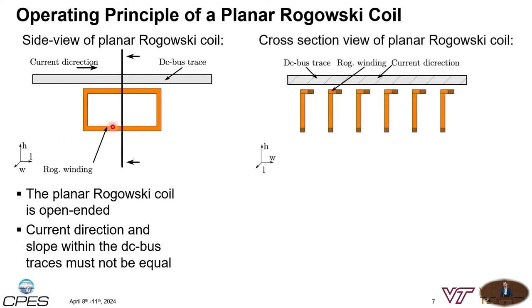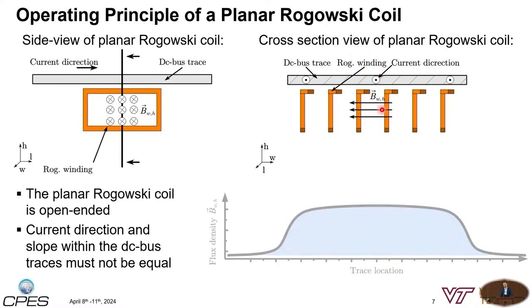If we then take a cross-section of that view, we see again the DC plus trace, as well as the Rogowski coil windings. As there's current flowing through the DC bus trace, we induce a magnetic field around that current carrying trace. And we're able to measure that magnetic field, and its change, with the Rogowski coil windings.